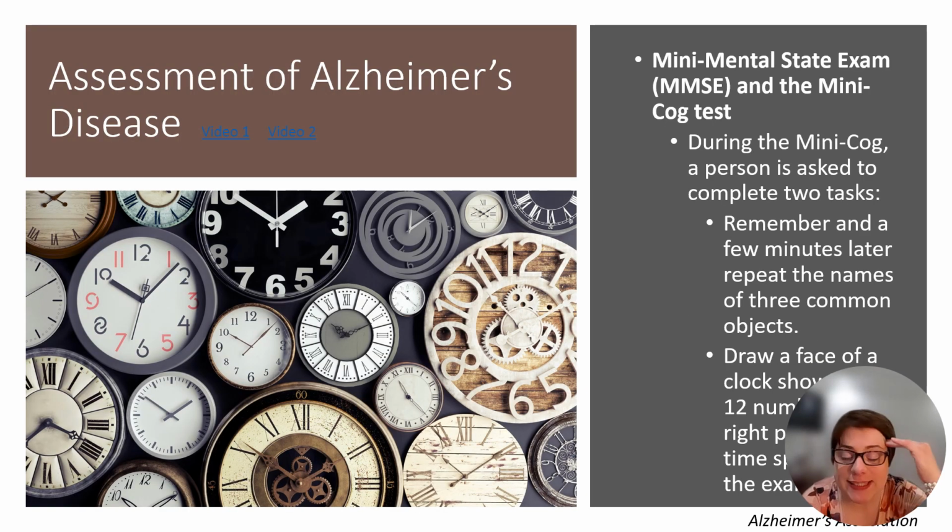So just to give you a sense of what these tests are like, for the Mini-Cog exam, this is the shorter one. A person is asked to complete 2 tasks. For example, they're asked to remember and a few minutes later repeat the names of 3 common objects. And they're also asked to draw a clock face with all 12 numbers showing and the hands at a time specified by the experimenter.